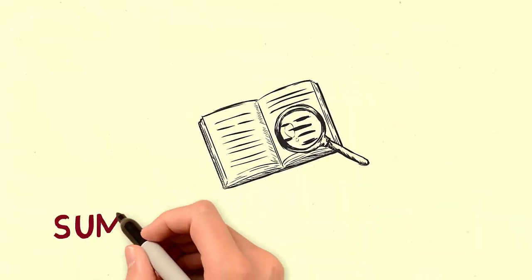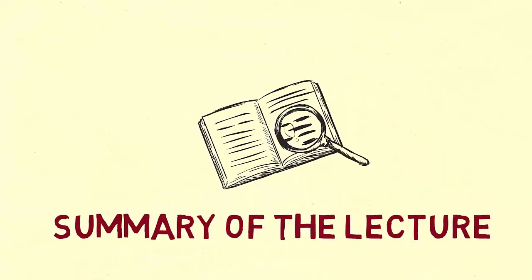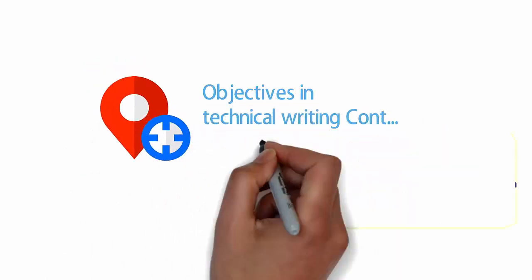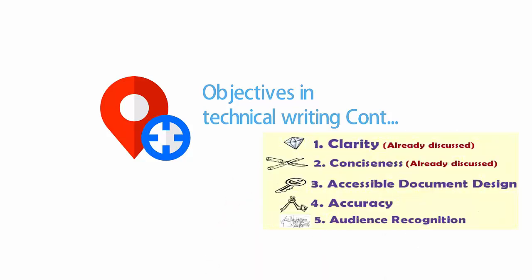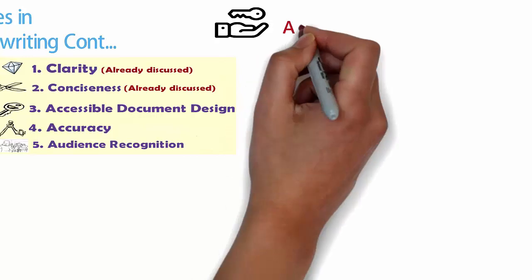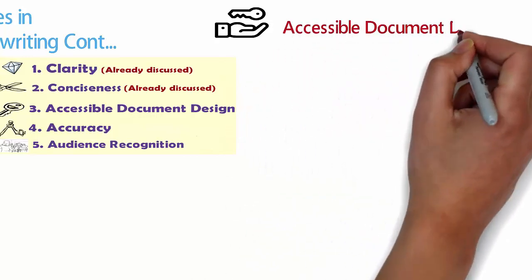Let's have a brief overview of what we have studied in this lecture. Today we continued with the remaining 3 traits of technical writing, 2 of which you have covered in the previous lecture, namely clarity and conciseness. The third trait of technical writing is accessible document design.